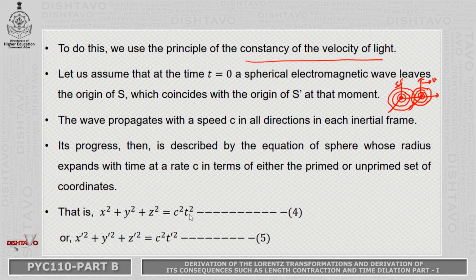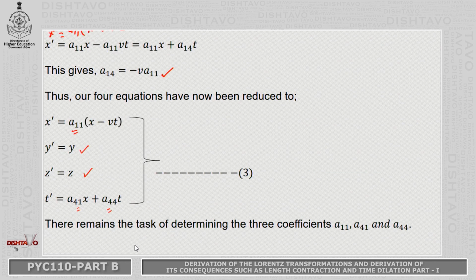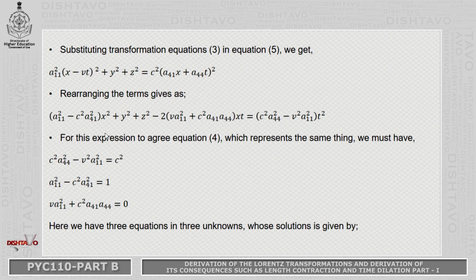Now, according to the principle of constancy of the speed of light, both should agree with each other. That's why we substitute in place of x dash, y dash, z dash as well as t dash the equations which are given by equation number 3 altogether. So if you do that, we get x dash square, right?